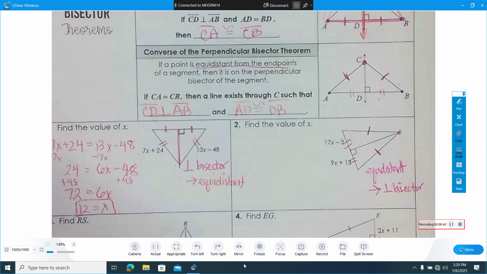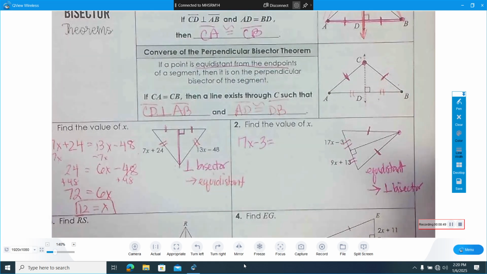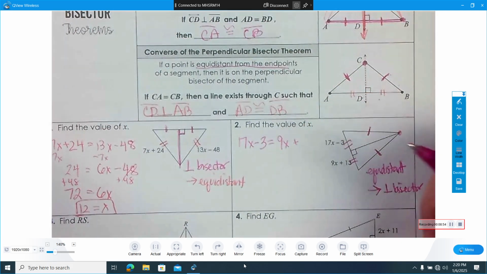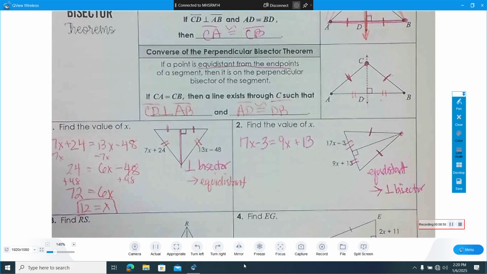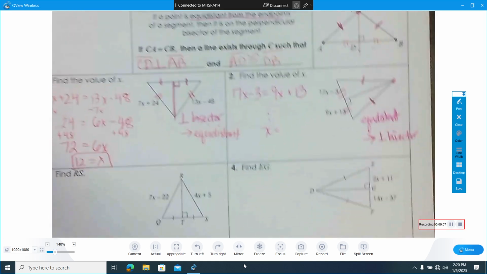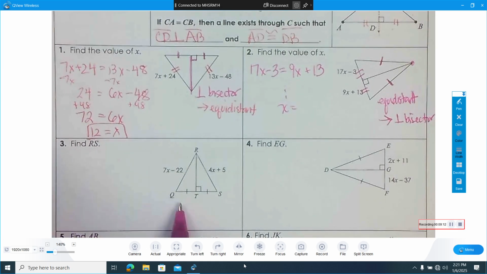So what equation can we write? Good. 17x minus 3 equals 9x plus 13. Good. Do we need to solve for x? We're good? Okay. All right, you can go ahead and do that later maybe if you want to. But you'll definitely do it on your homework. Okay. RS. We have to find RS.